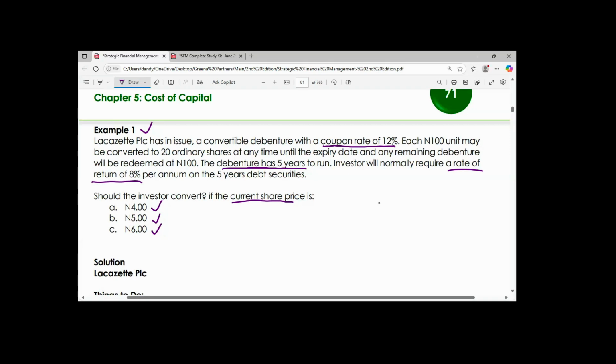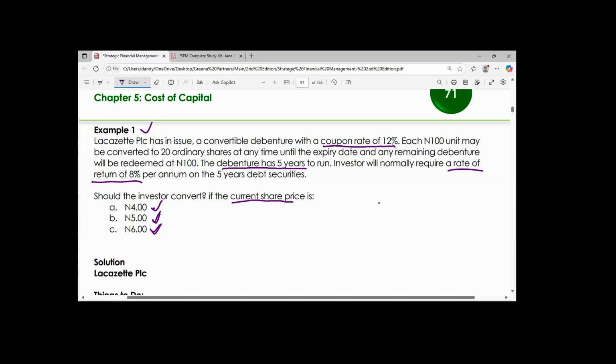So what are you supposed to do? Before you can compare, you need to have the current market value. What is the value if I want to redeem this debenture? If I want to redeem the debenture in the next 5 years, what is the value per unit of the debenture? That will be the redemption value. Then if I want to convert at 4 naira, what is the conversion value? If I want to convert at 5 naira, what's the conversion value? If I want to convert at 6 naira, what's the conversion value?